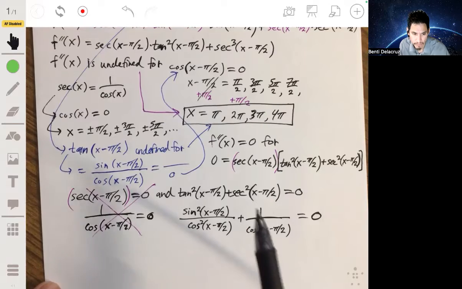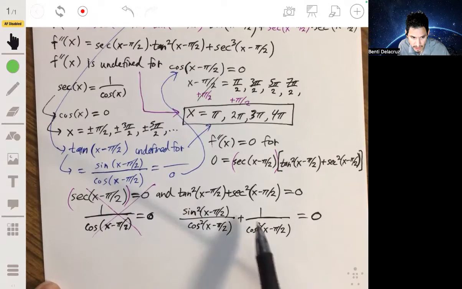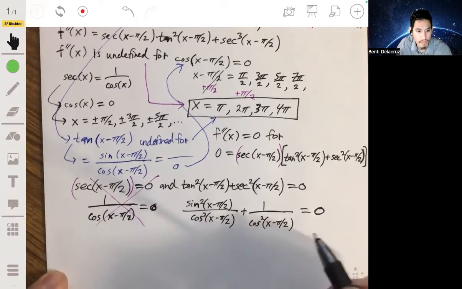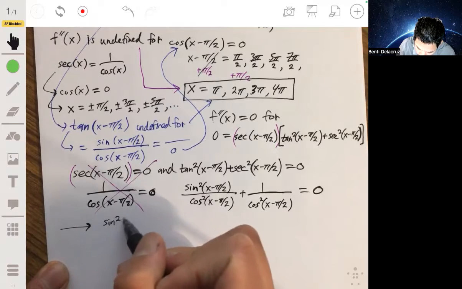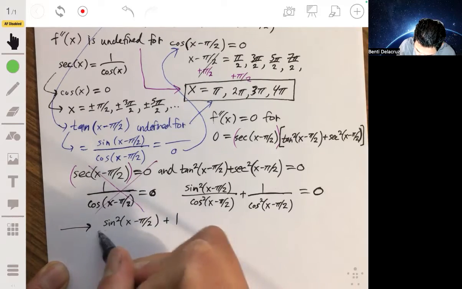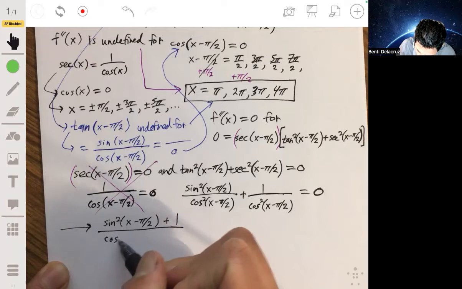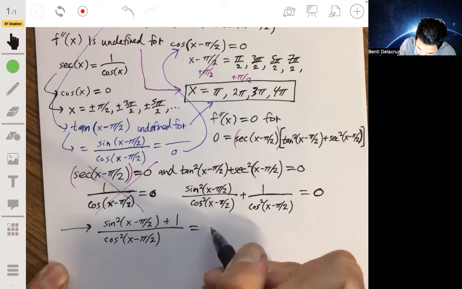Now, we can combine these because we have the same denominator here. So then this will just be the sine squared of x minus pi over 2 plus 1 over the cosine squared of x minus pi over 2 being equal to 0.